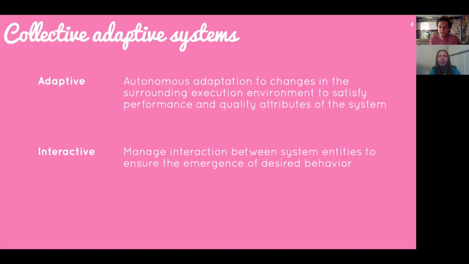And then the second part is managing the interactions between these individual components or subsystems, where these interactions can be either direct or indirect, and they can give rise to additional emergent behavior of the overall system, which can be both desirable or undesirable behavior.